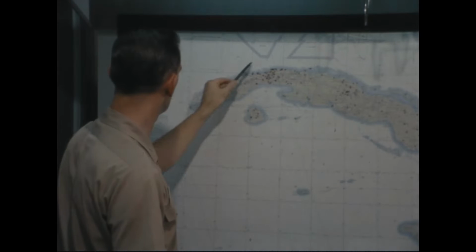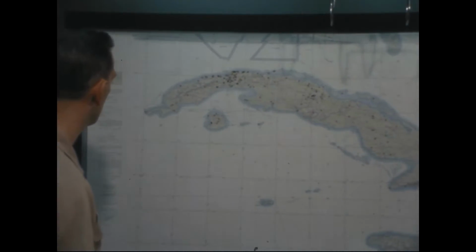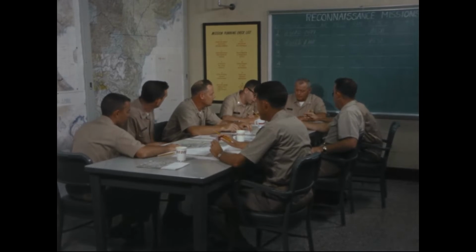The electronic evaluator studies the plot. He analyzes it with the proposed reconnaissance mission in mind. His advice is important in the mission planning.